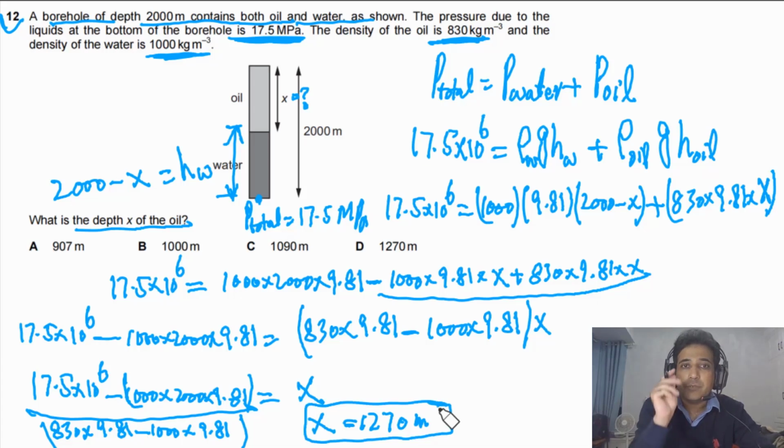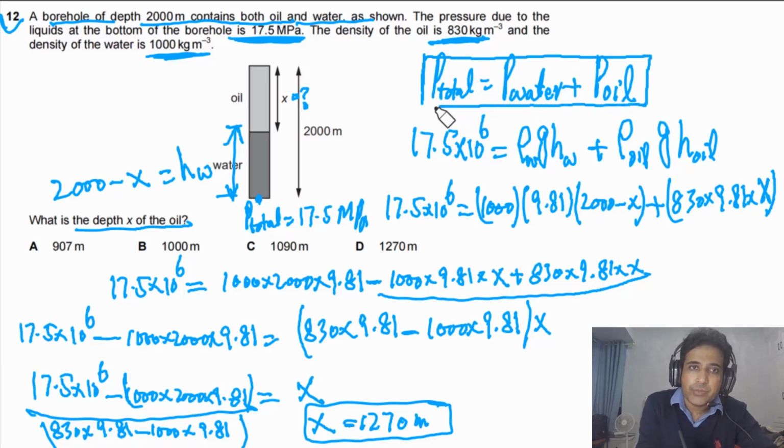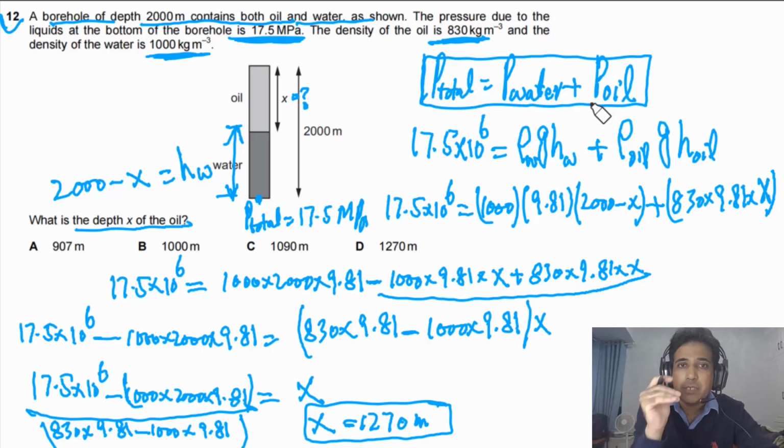Nice question. If your basic concept is clear, if you have got this point, that P total is the sum of P due to water and P due to oil, that is the main concept. The rest is just simplification. I hope this question makes sense.